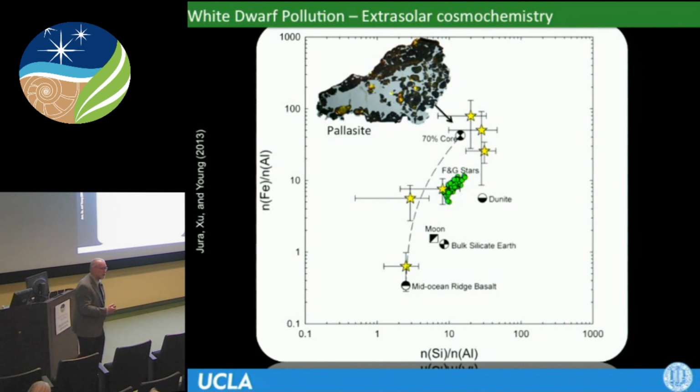It could have been in any direction, but it's not. It's always in a trend that represents the separation of material in a planet, like we see in our solar system. Just as a stark example, this is a pallasite meteorite. This is the kind of material that we think these star symbols represent in the polluted white dwarfs. And also, this point right here falls right on a mixing curve between mostly core and crust.